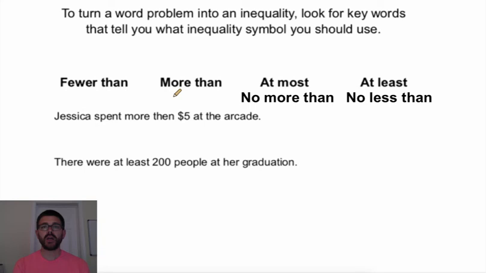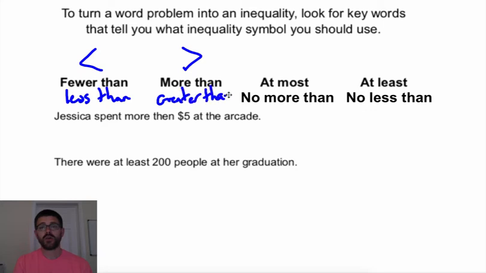Now, as we get to some bigger problems, we're going to start to see some different vocabulary. They're not always going to come right out and say less than. They might say fewer than. Well, fewer than is the same as less than. Okay? More than, well, that's just a fancy way of saying greater than.